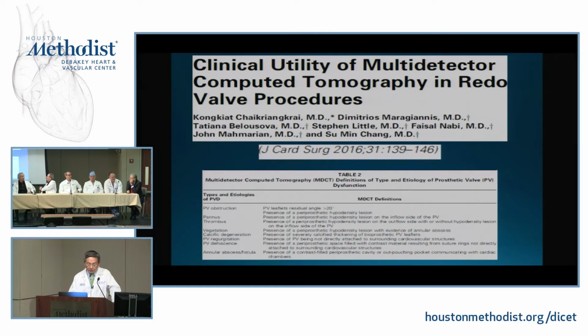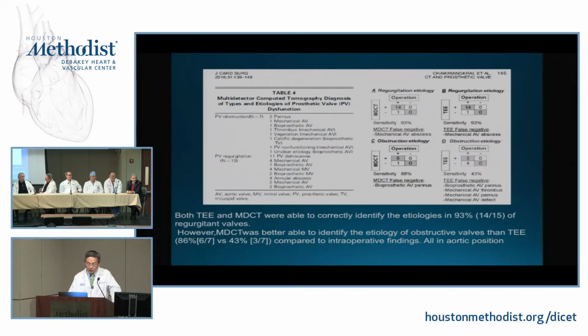For the last 10 years, we managed to collect 23 cases of patients with redo valvular surgery. Essentially, we compare CT to TEE. Obviously, this is a very highly selective population because all these patients went to the OR or percutaneous procedure. So basically, compared to intraoperative findings, both TEE and CT were able to correctly identify the etiology in terms of obstruction or regurgitation.